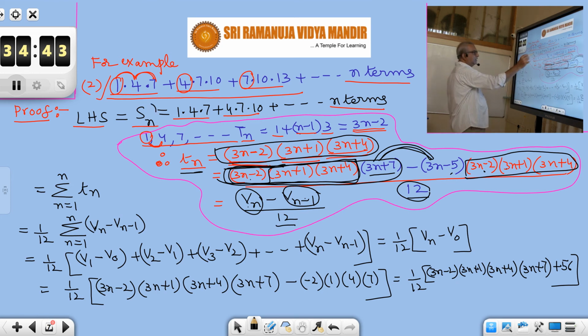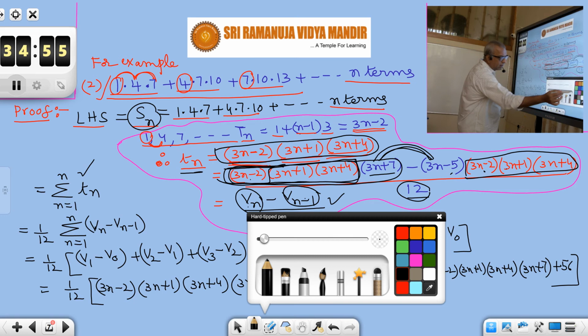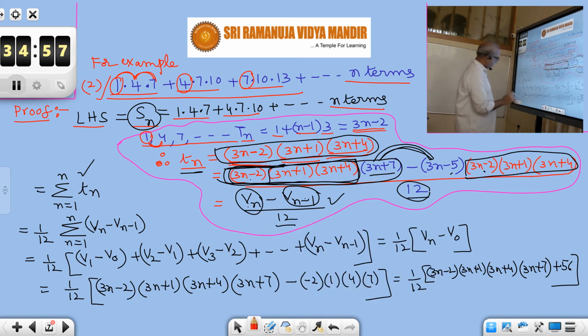So, our Sn is nothing but sigma Tn, n is equal to 1 to n. But Tn, we have found a formula here, Vn minus Vn minus 1 by 12. So, 1 by 12 can be taken out. In the bracket I get Vn minus Vn minus 1 here. Now let us expand sigma. Expand sigma means giving values n equal to 1, n equal to 2, etc.